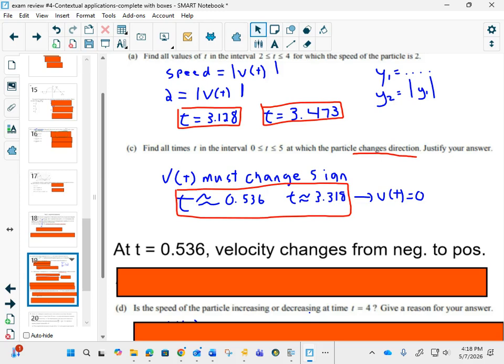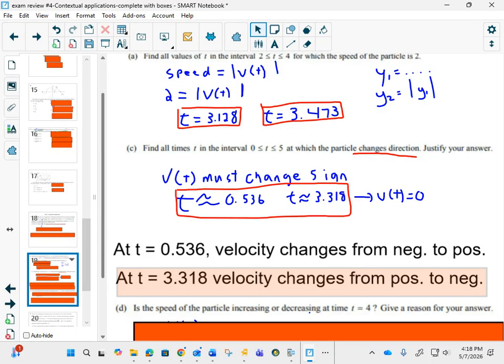Now they won't see your graph. They won't see your calculator, so it's not just enough to say the velocity is equal to 0. Because in order for it to switch directions, it also has to change sign. And you check at 3.318. And there your velocity graph goes from positive to negative. So it's also changing direction at that time.